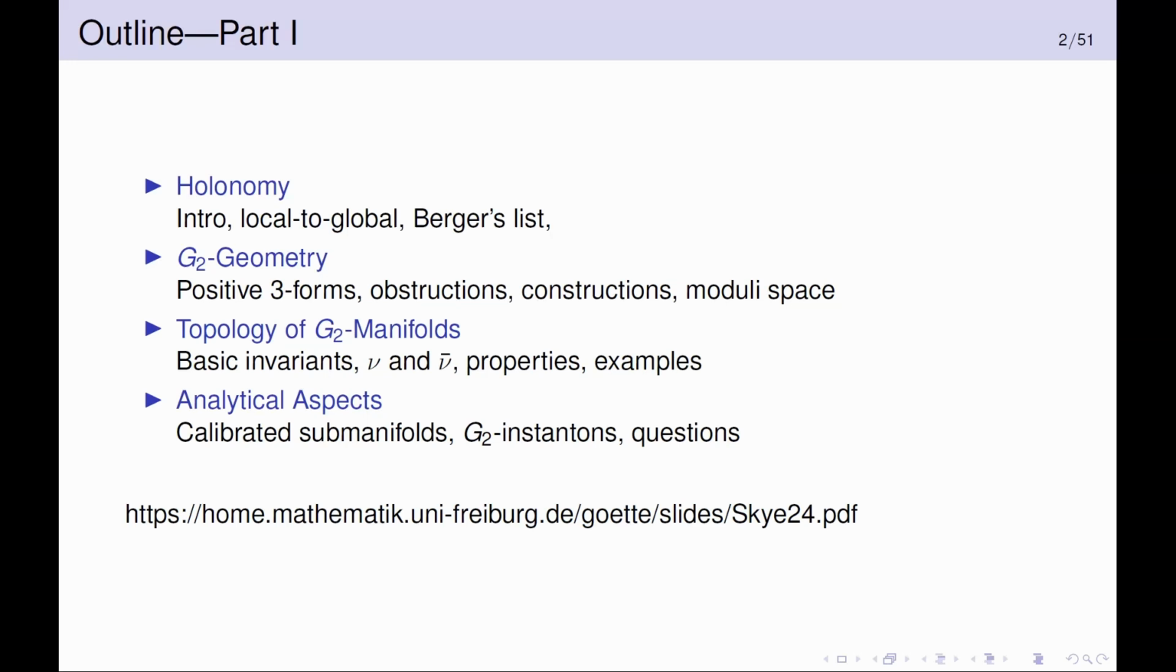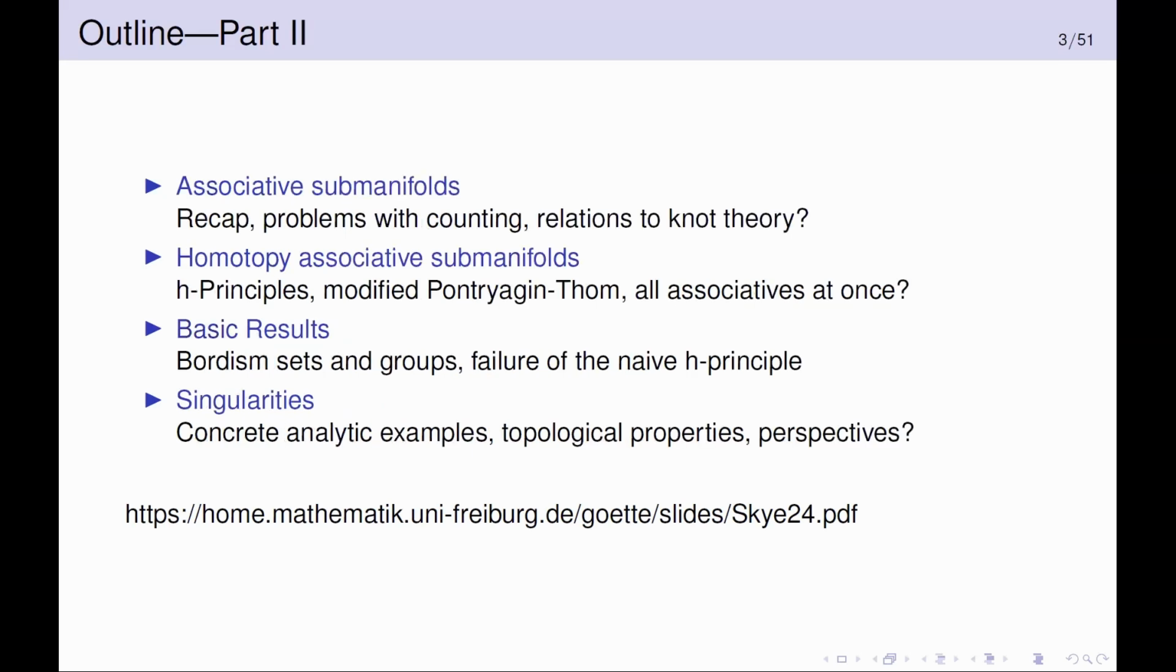And then, preparing for part two, I want to tell you what calibrated submanifolds are. There are two kinds of them in G2 manifolds. And I'll briefly mention instantons as well, just to complete the picture. Then, in part two, we'll focus on these associative submanifolds. For some reason, people believe that one should be able to count them just as one would count holomorphic curves in a Calabi-Yau manifold, and then maybe set up some Floer homology or whatever.